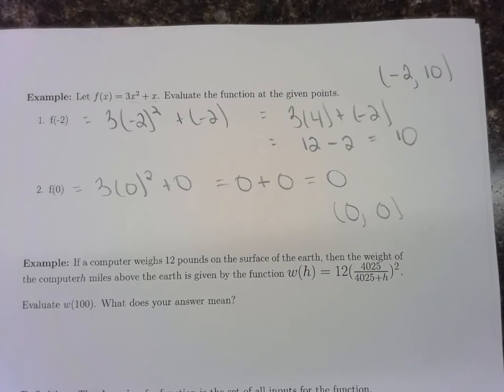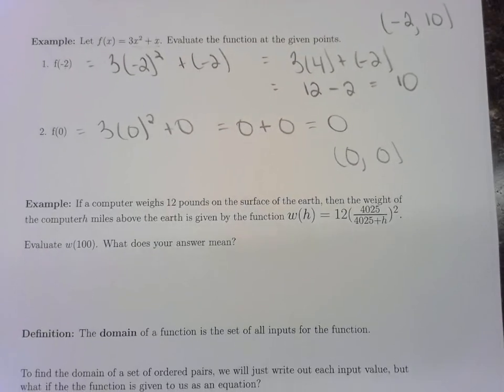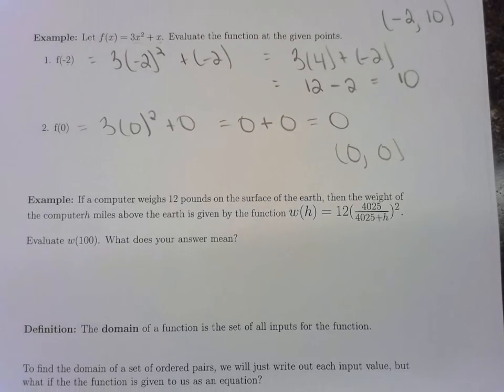Okay, let's do one more example. It says if a computer weighs 12 pounds on the surface of the earth, then the weight of the computer h miles above the earth is given by the function w of h equals 12 times (4025 divided by (4025 plus h)) squared. It says evaluate w of 100, and what does your answer mean?